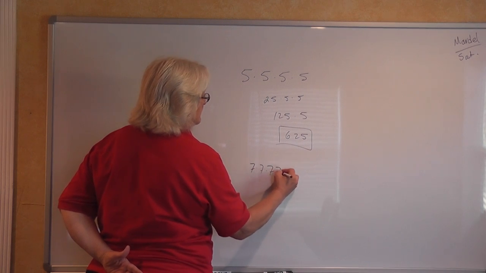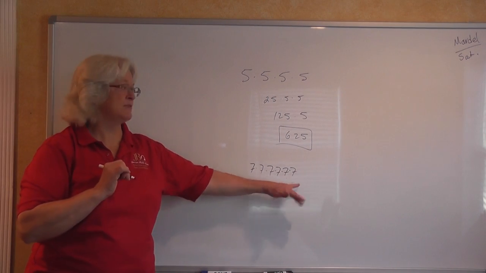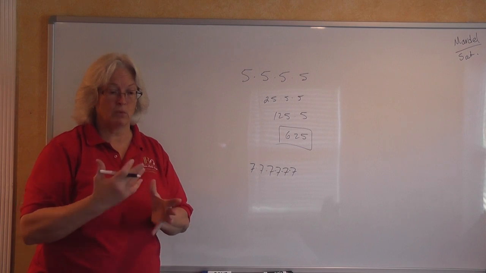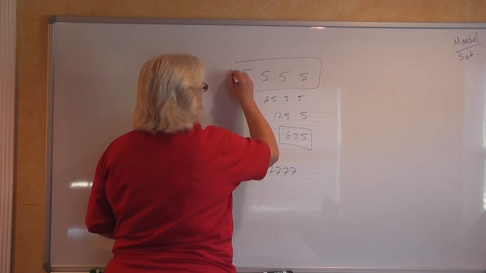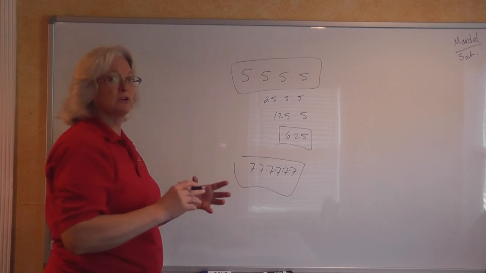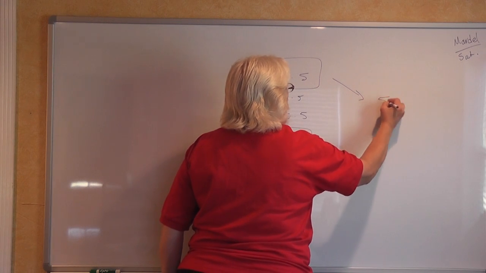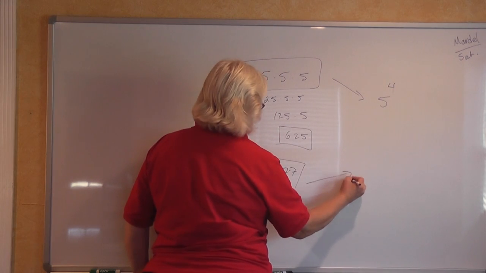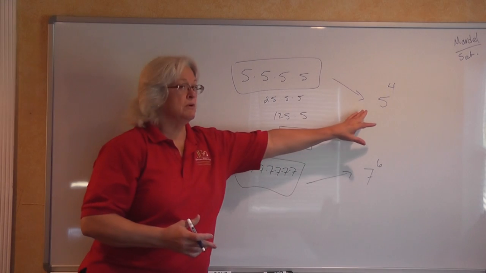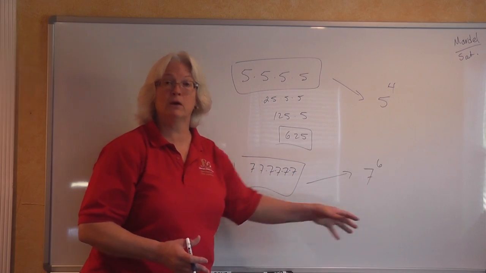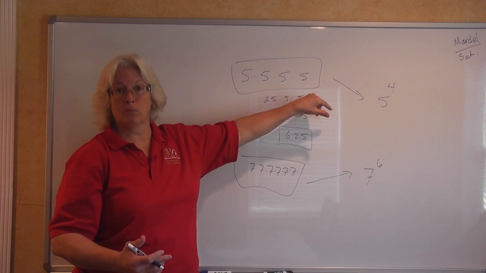7 times 7 times 7 times 7 times 7. We have 7 used as a factor 6 different times. Well, what is exponential form? We have a way that allows us to do shorthand notation for repeated multiplication. When you use 5 as a factor 4 times, or when you use 7 as a factor 6 times, you can use this particular notation right here. And exponential notation is a way of showing repeated multiplication.